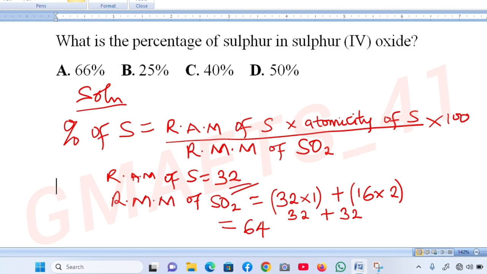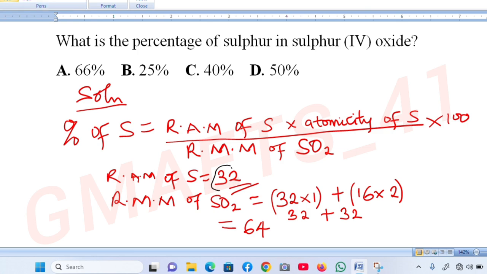So for now, looking at this formula, we have that the percentage of sulfur is equal to the relative atomic mass of sulfur times the atomicity of sulfur in this given compound, sulfur 4 oxide, divided by the relative molecular mass of sulfur 4 oxide. We have gotten all we need to be able to solve this question.